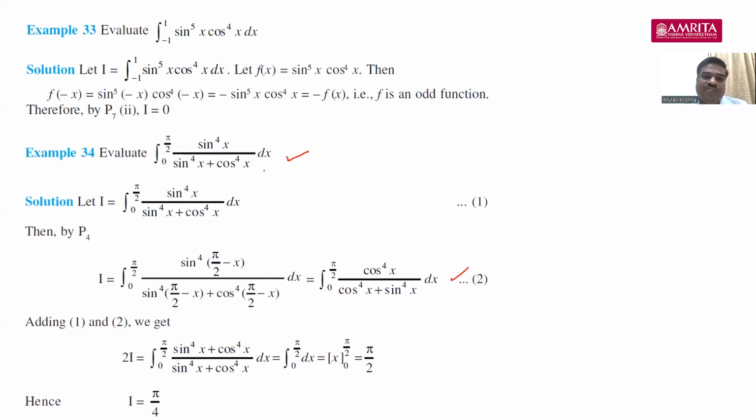To get the answer for these two, if you add these two I's, the denominator is sin power 4 plus cos power 4, and the numerator and denominator get cancelled.